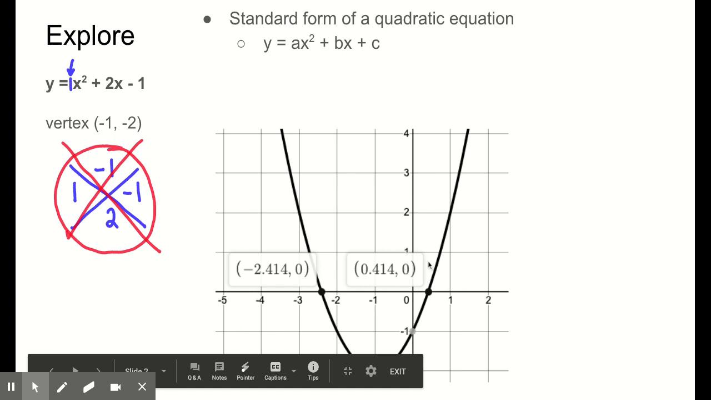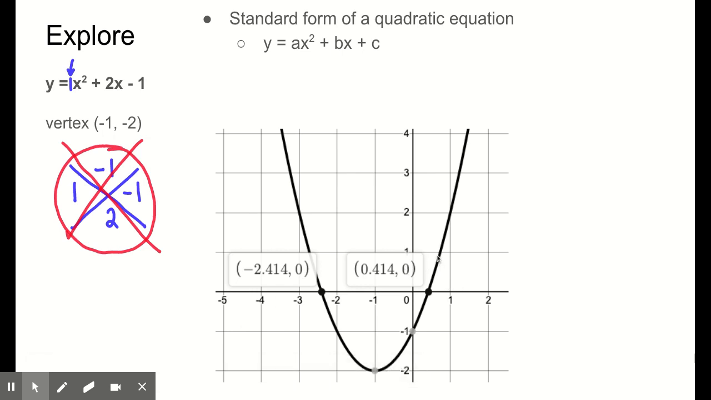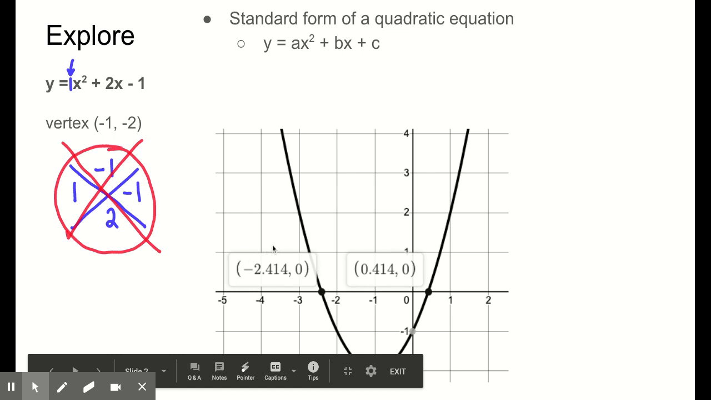So that being said, we have to have a method to solving quadratic equations when factoring is not an option or square roots is not an option, because this b value is present. So that is where we use the quadratic formula.